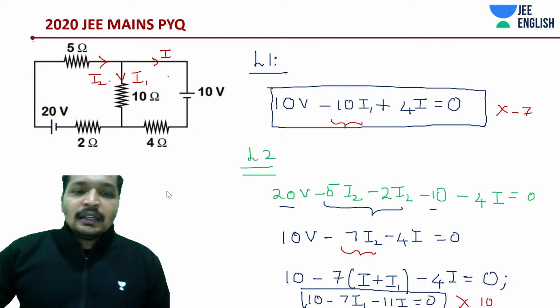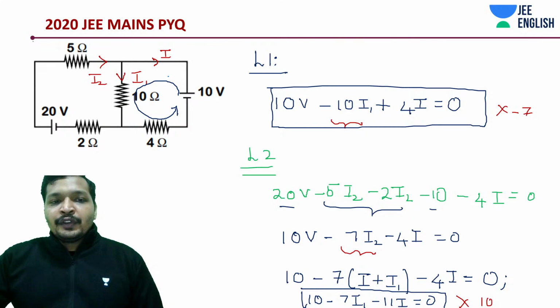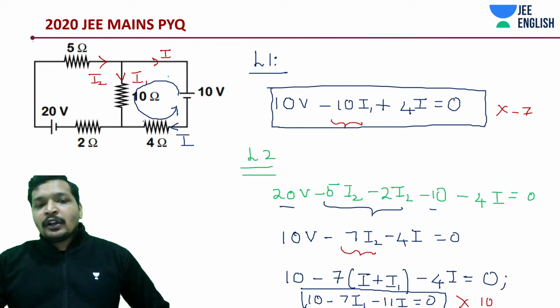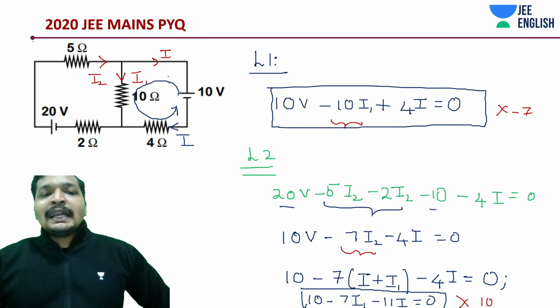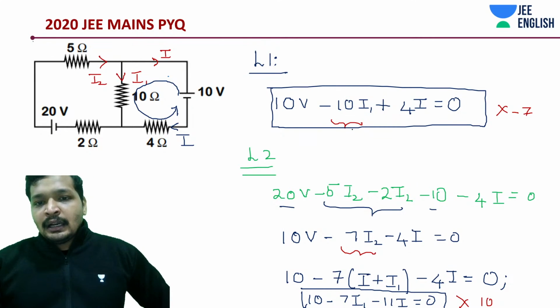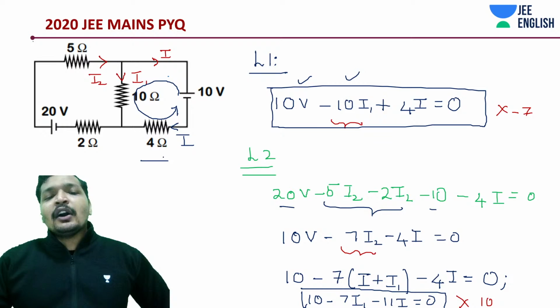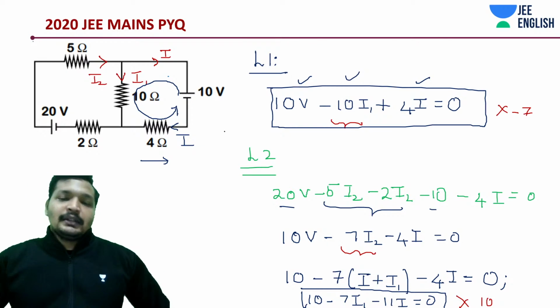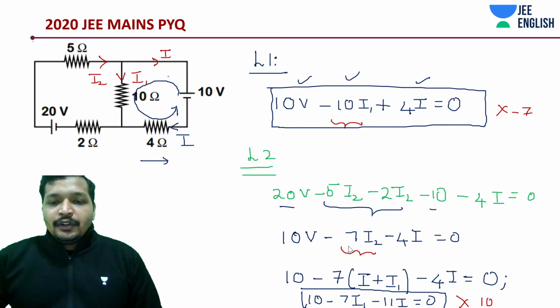The next, we have this loop. I moved from positive to this part, so we are moving in the direction of current, and in this case I is going to be in this direction, so we are moving opposite to the direction of current. So what are we having? 10 minus 10 I1. Are we getting this? Yes, that's correct. 10 minus 10 I1 plus 4I, because we are moving in the opposite direction. That's it.